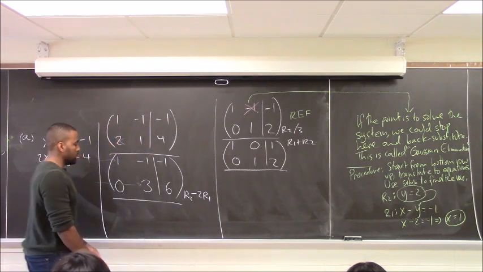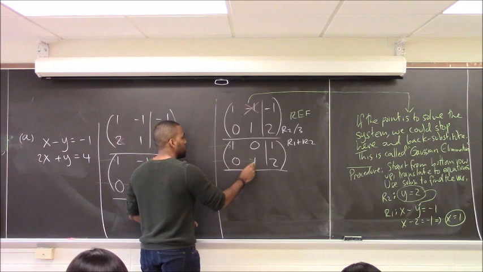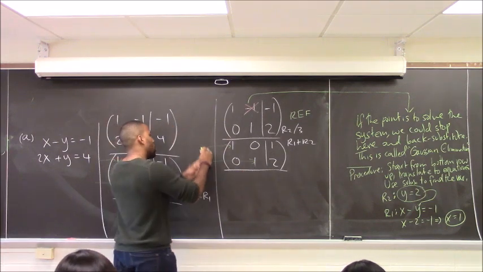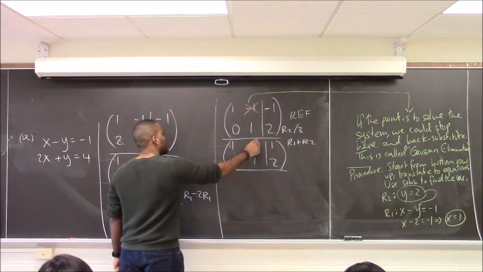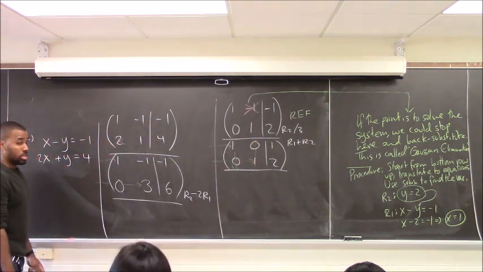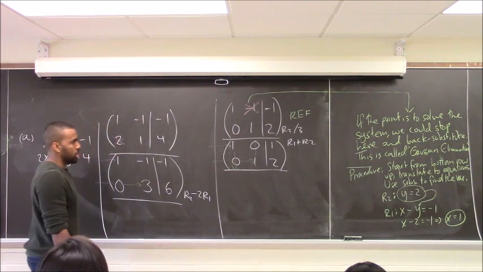Now you'll notice this is in reduced echelon form. The first non-zero number in each row is a 1. The ones are to the right of the ones that are above them. They have zeros below and they have zeros above whenever possible. That's a reduced echelon form. There are no rows of zeros, so we are actually fine.